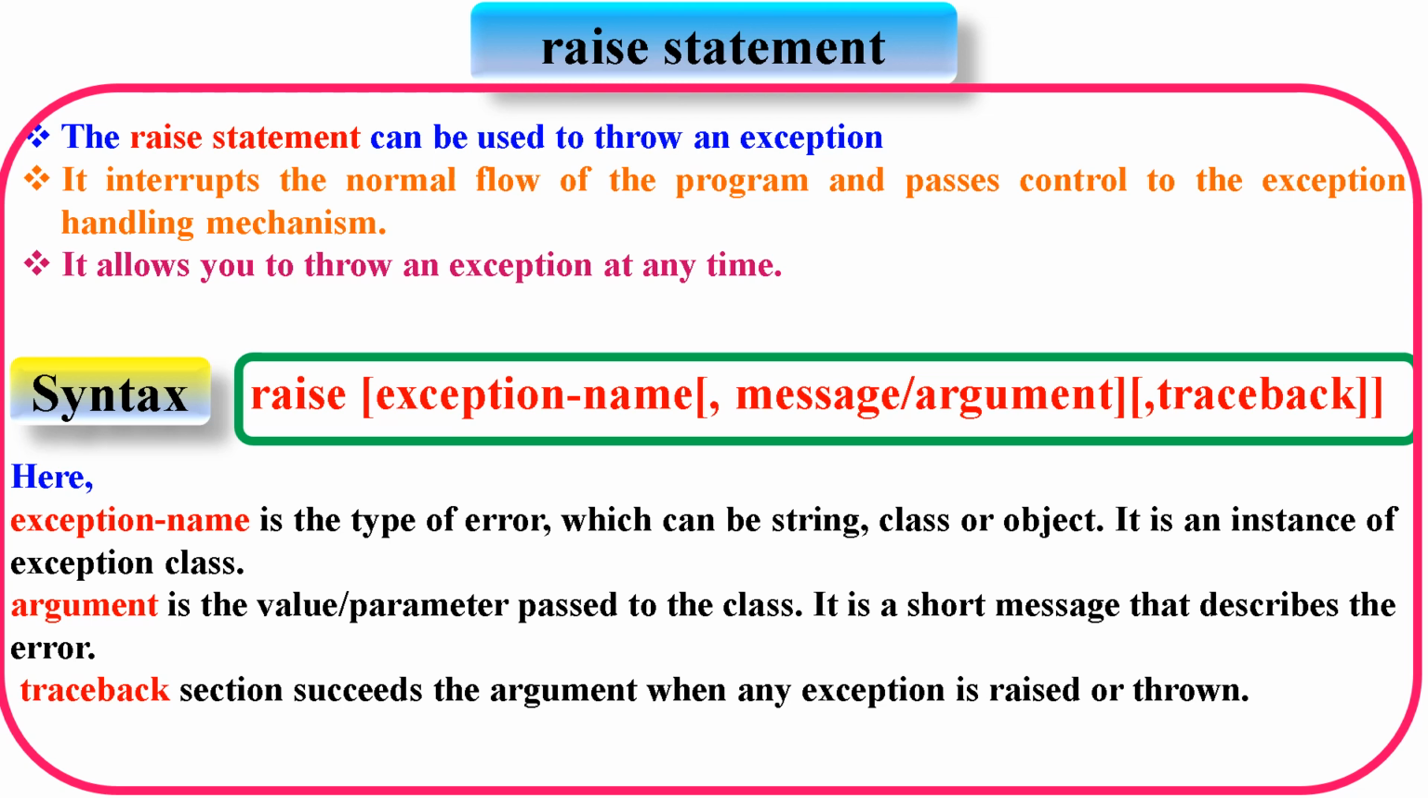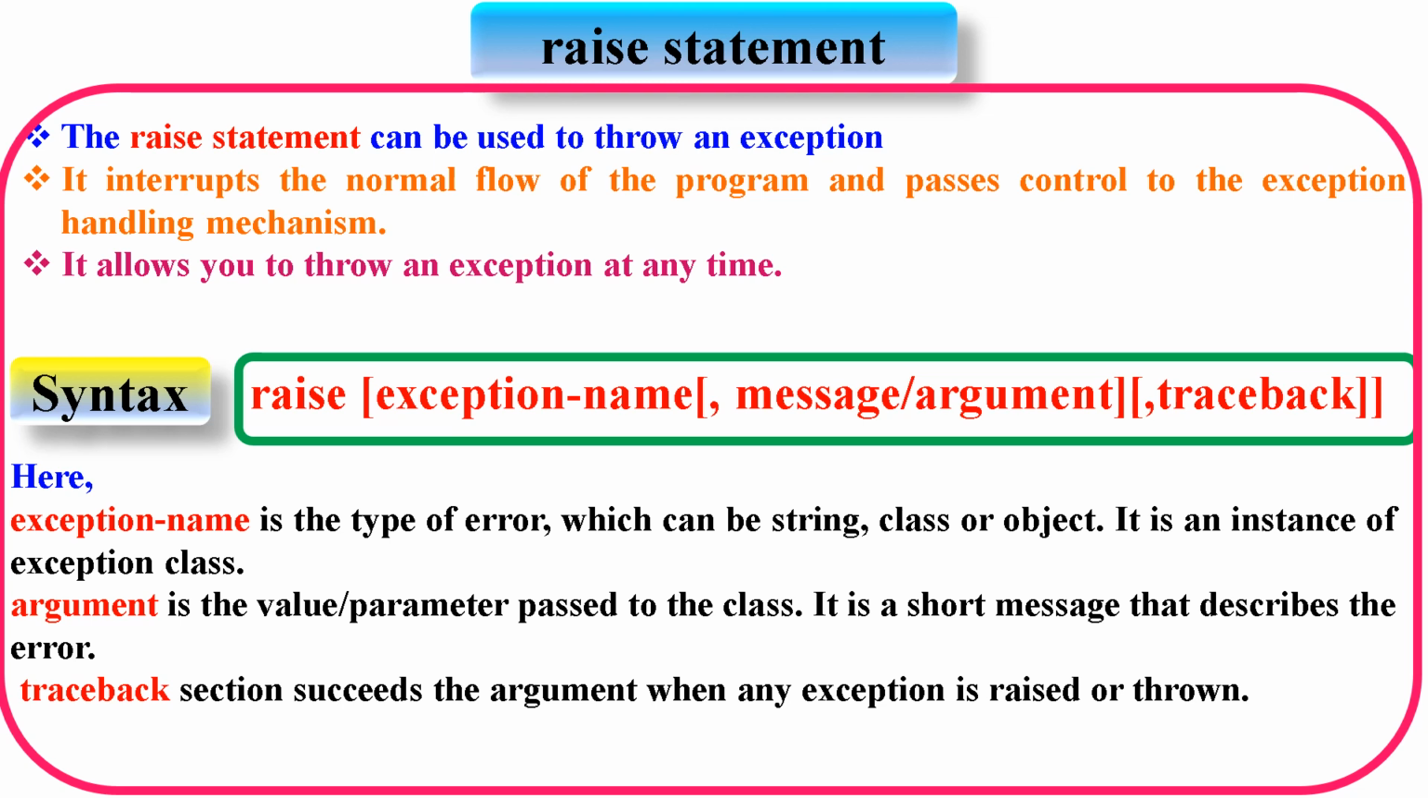The raise statement allows the program to force a specified exception to occur at runtime. Python automatically raises an exception when it encounters an error during program execution. Once an exception is raised or thrown, it is up to the caller function to either handle it using the try except statement or let it propagate further. The syntax is: raise exception name, message or argument, traceback.